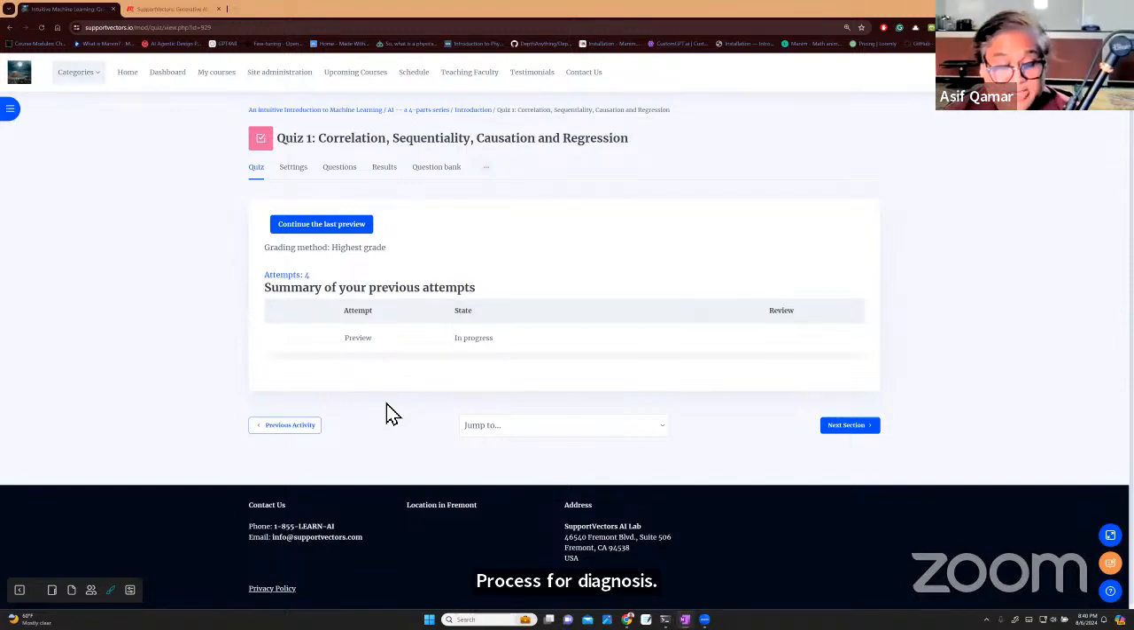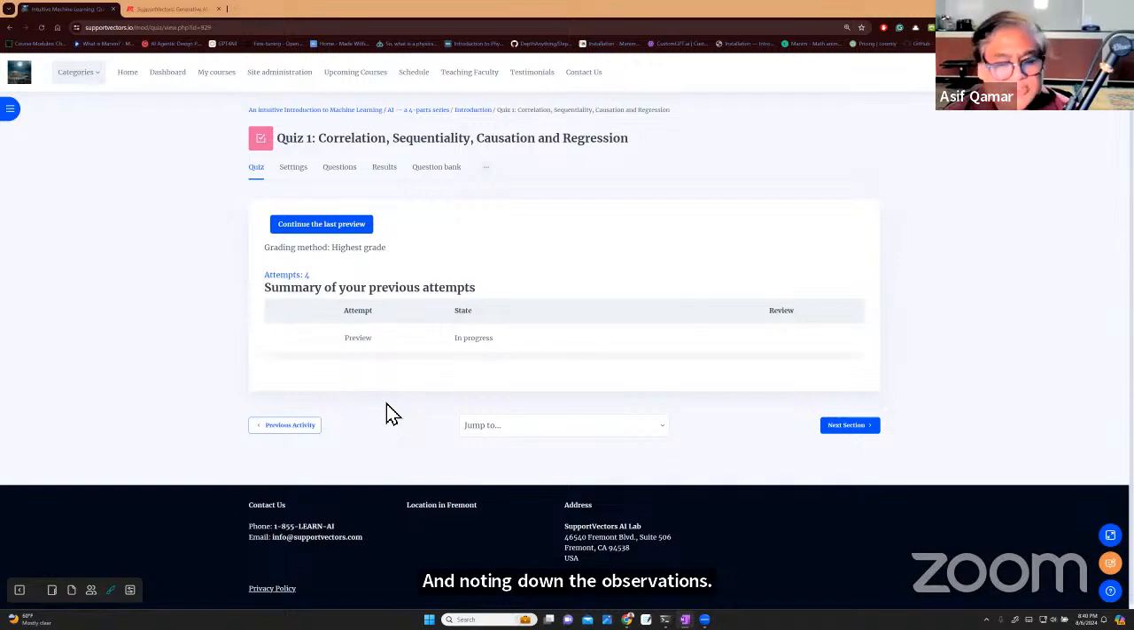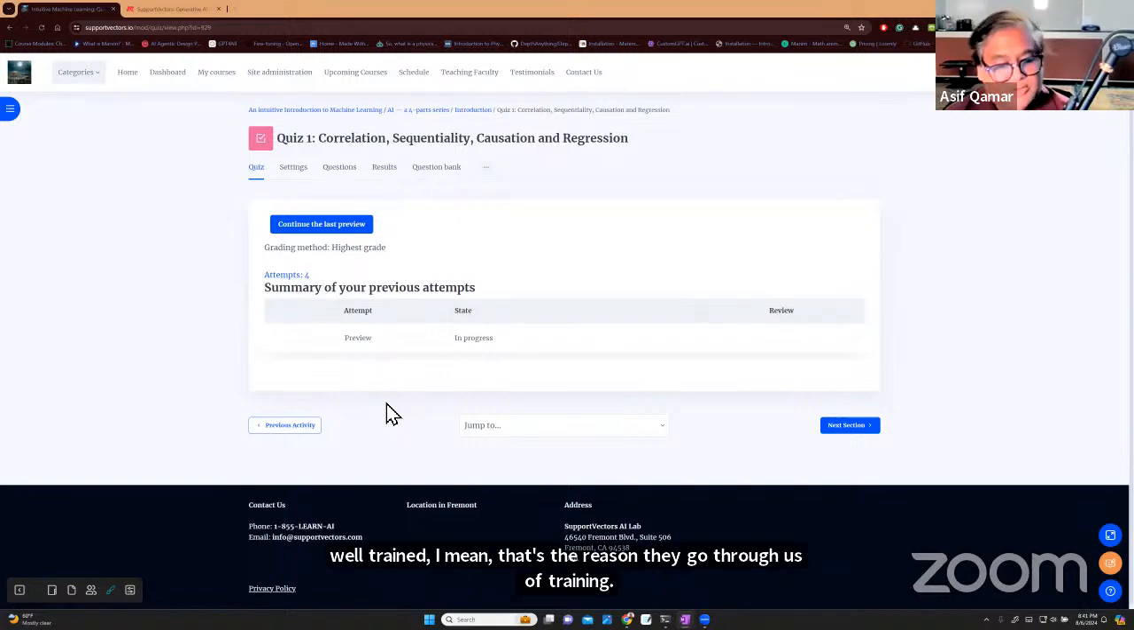See, I'm not a physician, by the way, by any means or training. But since I have looked at the data, you're supposed to follow something called the SOAP: subjective, objective, assessment, and plan of action. So subjective is what the patient is telling you. That should only be a trigger point for a much more objective examination and noting down the observations, right? And out of those observations should come an assessment and a plan of action. That's the procedure, the heuristics that physicians are supposed to follow. So it is possible that you can confuse a physician, but that's the reason they go through years of training. Well-trained physicians usually know what to discount and what to listen to.